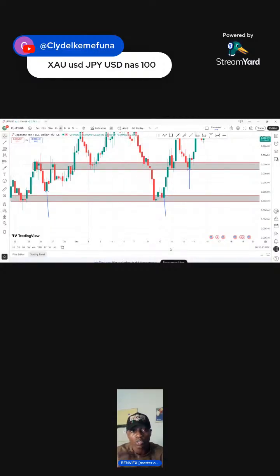The VFX always preach about this bullish engulfing candle. You understand? And it always works. So that's just it. So let's see another one.